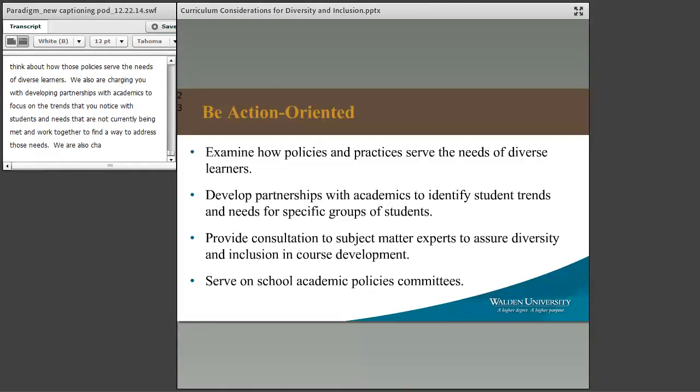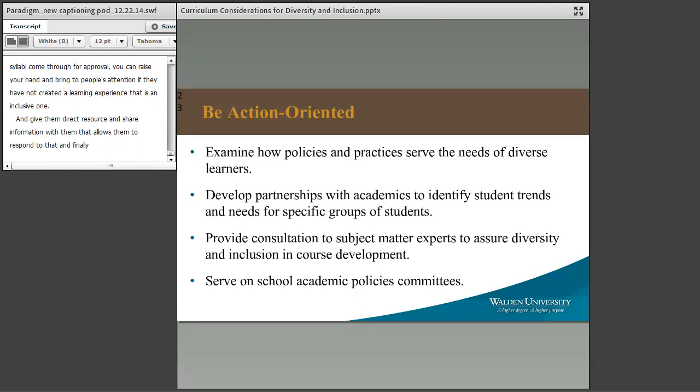We also are charging you with providing consultation to the people in your area as a subject matter expert about considerations for diversity and inclusion in the course development process. Now, this part of the charge requires you to continue to learn and grow and develop yourself in this way so that you can be an informed consultant. We're also charging you with serving on committees like your school academic and policies committee, so that you can make call-outs when you see policies and programs and course syllabi come through for approval. You can raise your hand and bring to people's attention if they've not created a learning experience that is an inclusive one. And direct them to resources and share information with them that allows them to respond to that.